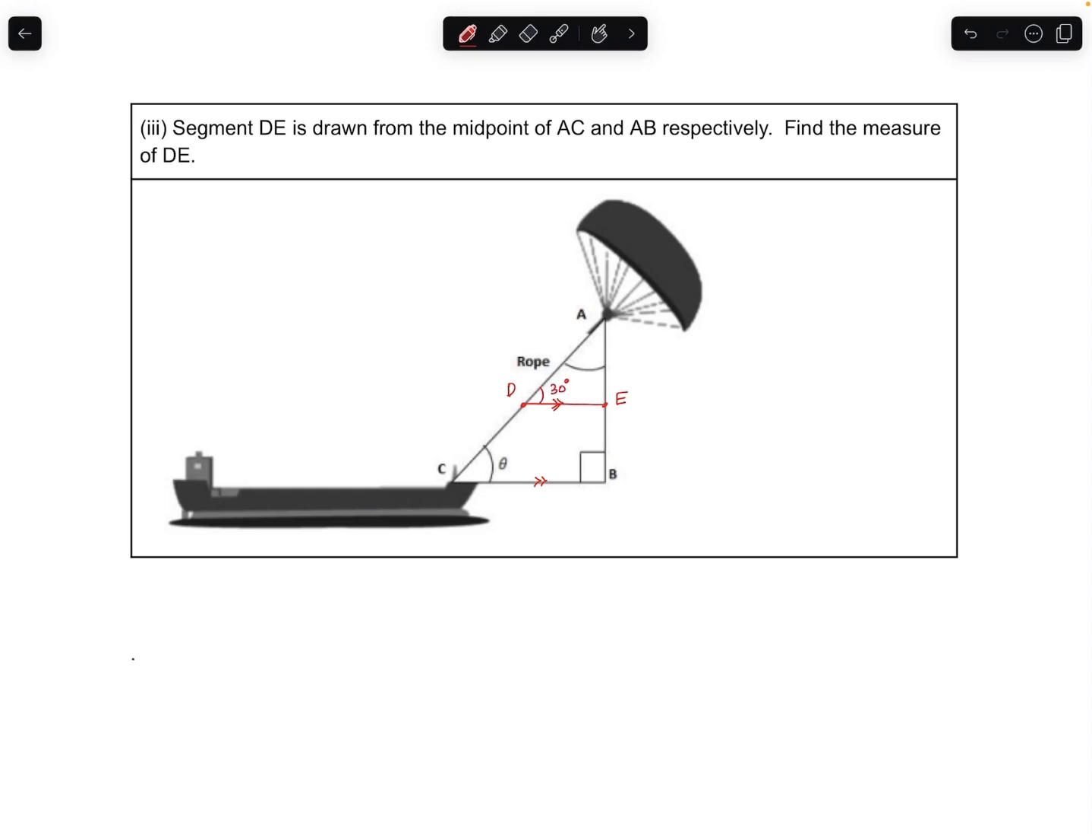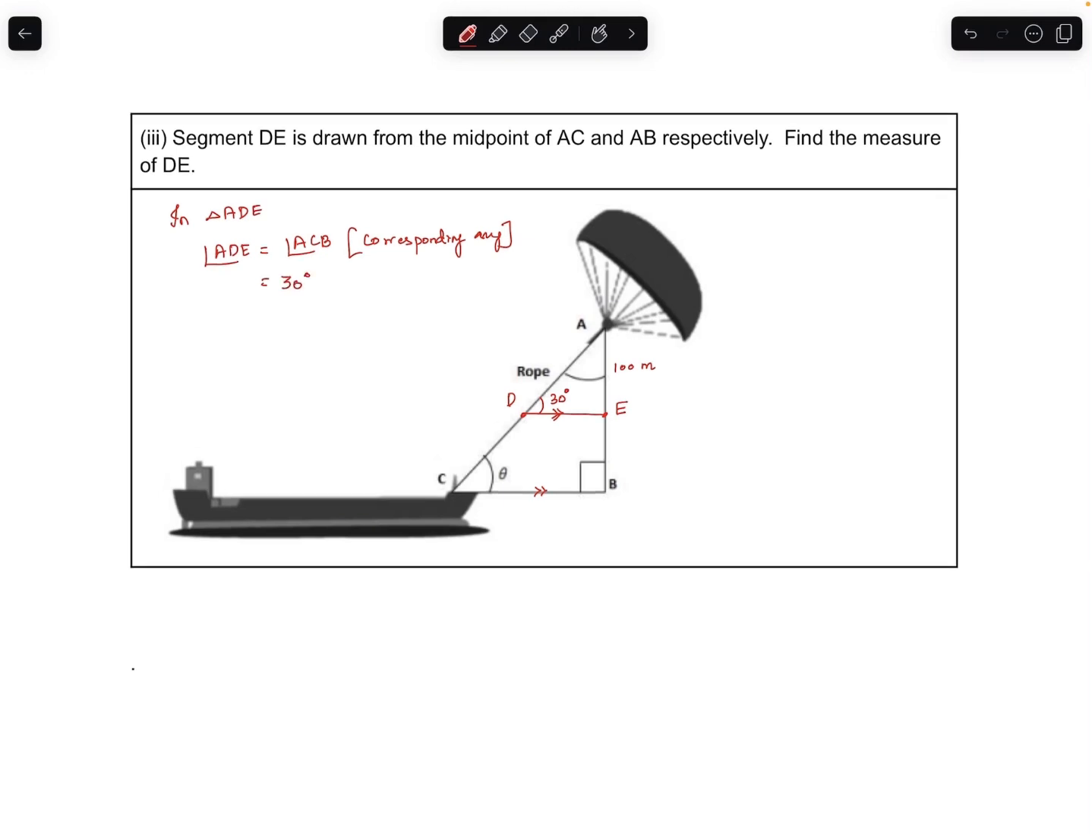And since E is the midpoint of AB and AB is totally 200 meters, AE is half of it, which is 100 meters. In triangle ADE, angle ADE is equal to angle ACB. The reason being corresponding angles, which is nothing but 30 degree.